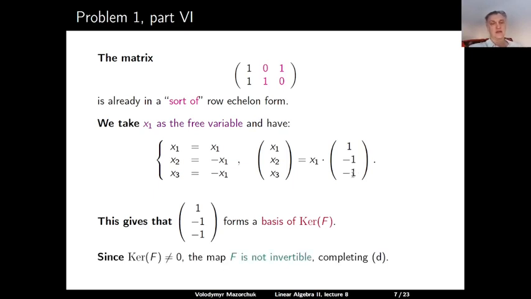And of course, since the kernel of F is non-zero, the map F is not invertible. So this answers the last part, D.